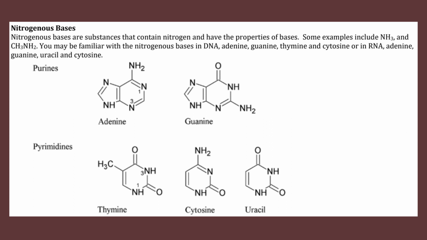We have the nitrogenous bases from DNA and RNA that you saw in biology several years ago: adenine, guanine, thymine, cytosine, uracil. These bases have a lot of nitrogens on them. Some other examples include ammonia and CH3NH2.